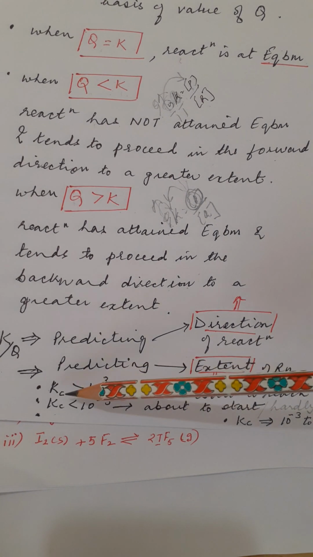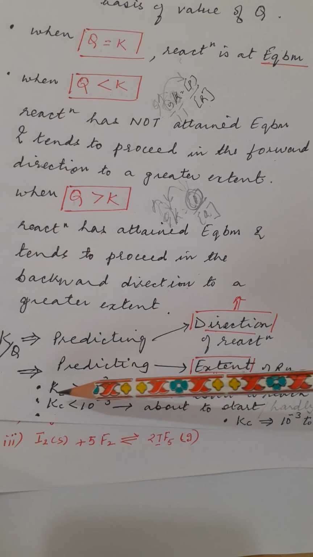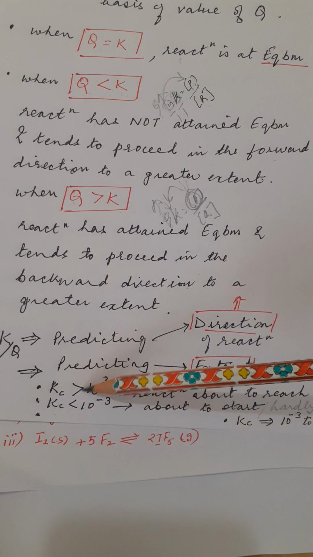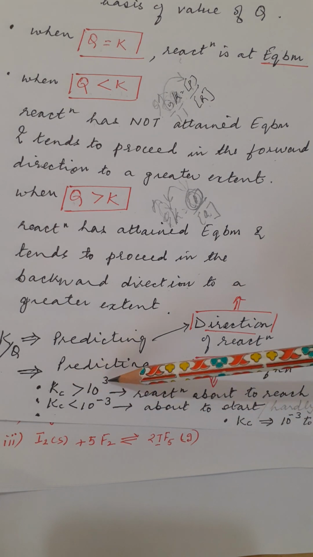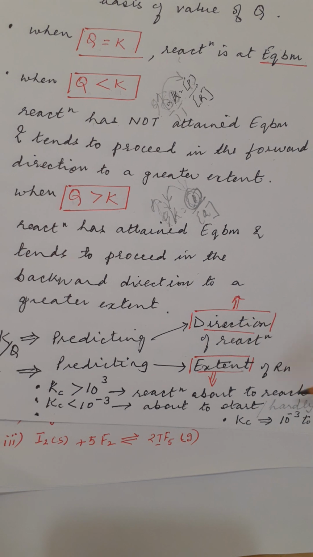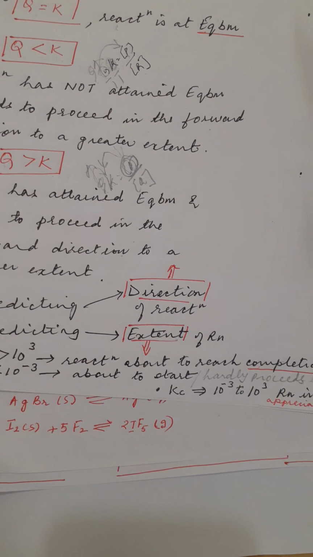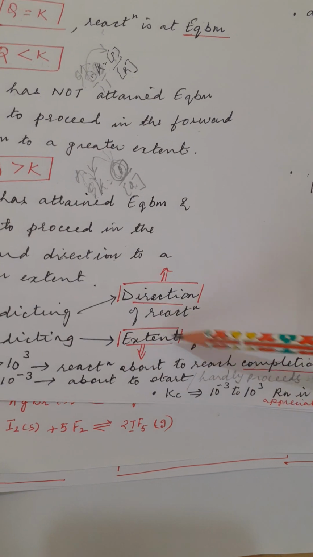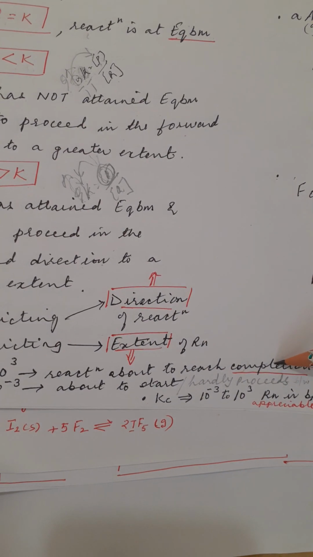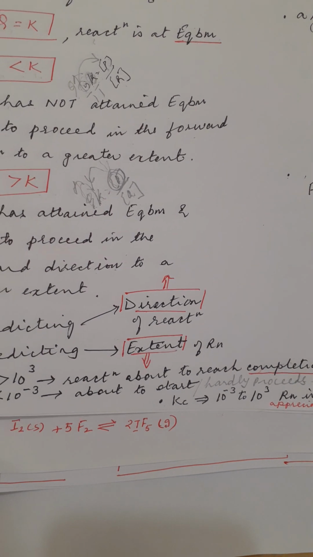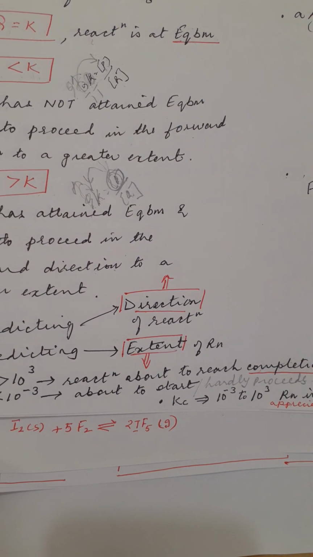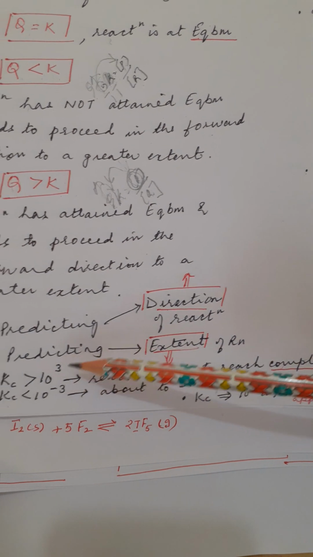So I have a mathematical generalization. If Kc is greater than 10 power 3, the reaction is about to reach completion, meaning almost most of your reactant has been converted into the product, and now the reaction has attained equilibrium. That is the meaning of it has attained completion. The reaction is about to attain completion. Completion means how much reactant you had, almost all of it has got converted into products, and at that point the equilibrium status was attained.